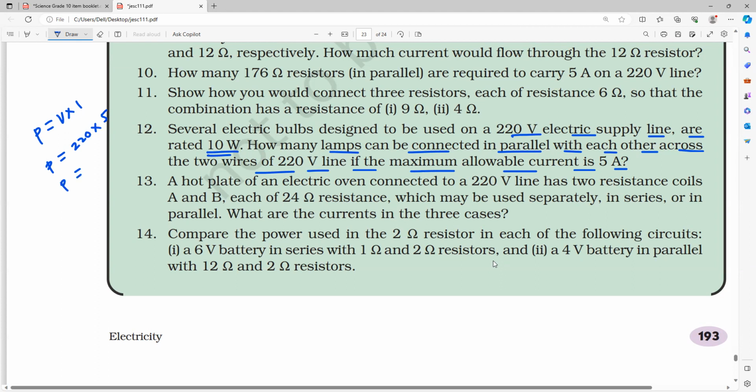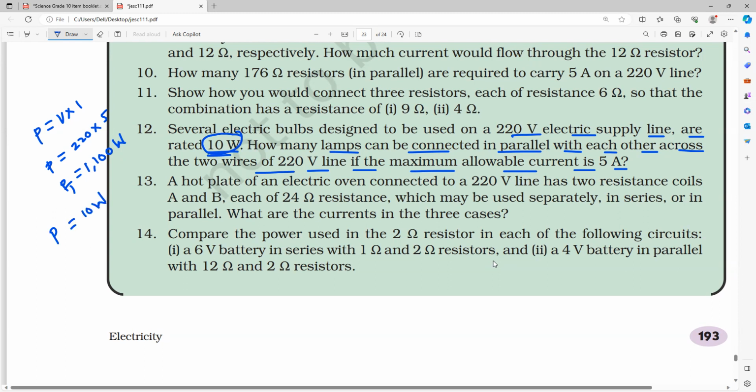How much is the answer? 220 into 5, which is equal to 1100 watt. This is the total power. So what is the power of one bulb? The power of an individual bulb is 10 watt.